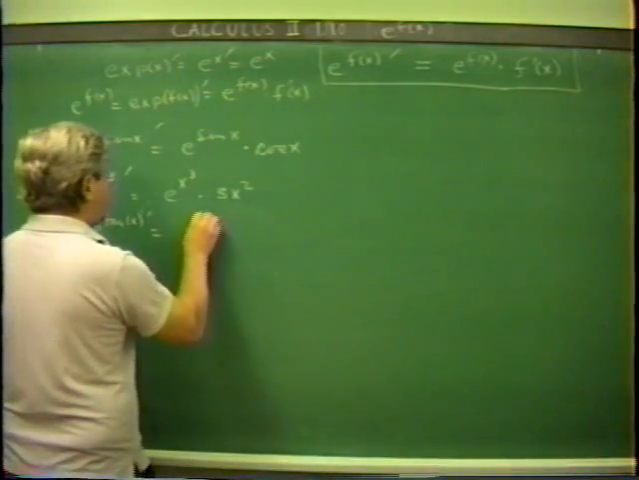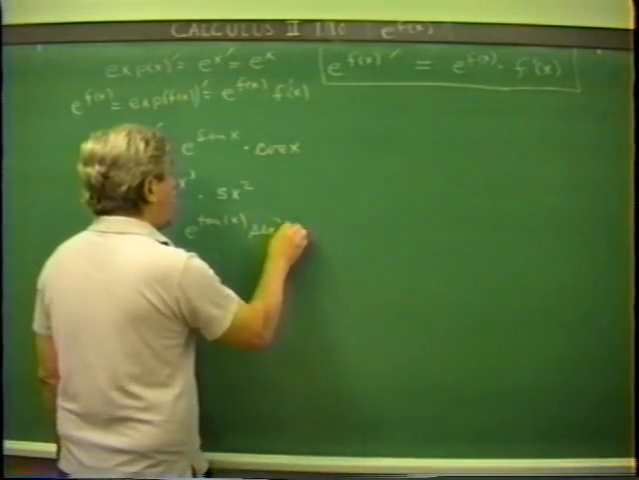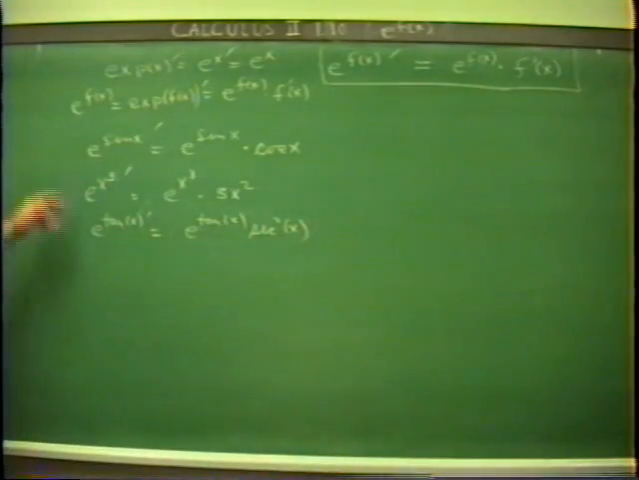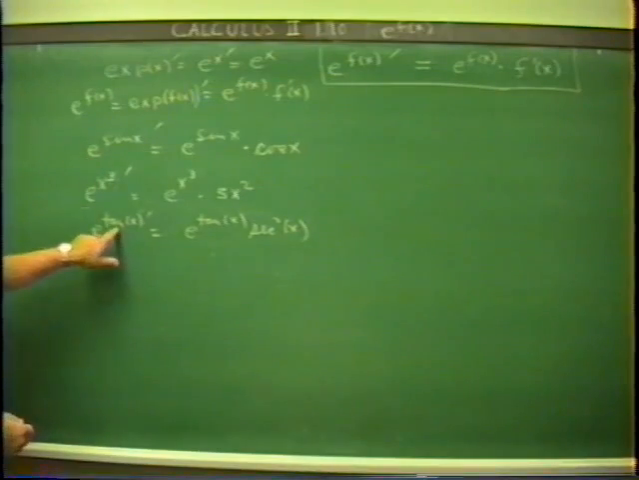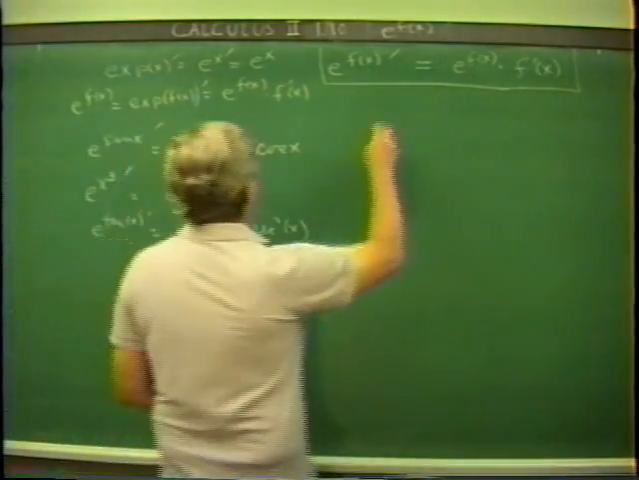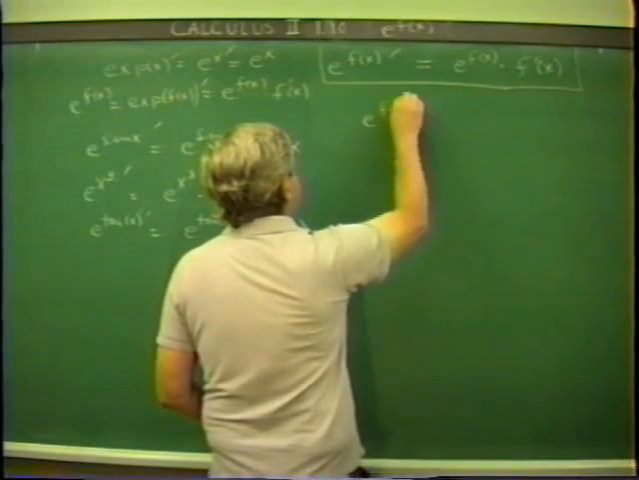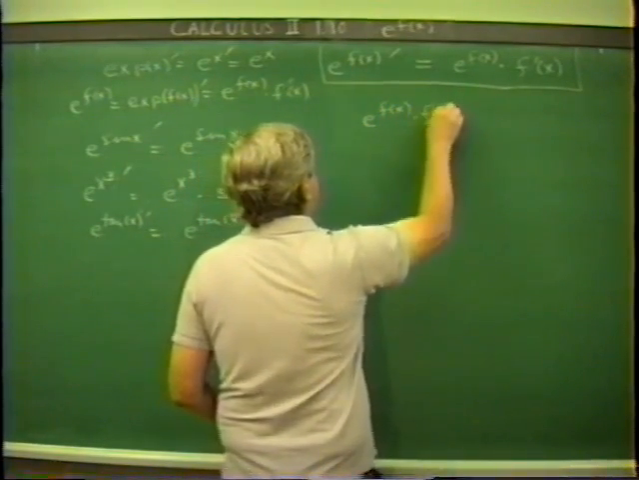All right? Similarly here, e to the tangent of x. The derivative is going to be e to the tangent of x times the derivative of tangent of x, which is secant squared of x. Right? So for e to the f of x, you get the derivative e to the f of x times the derivative of f of x.